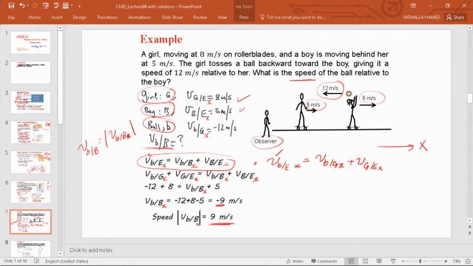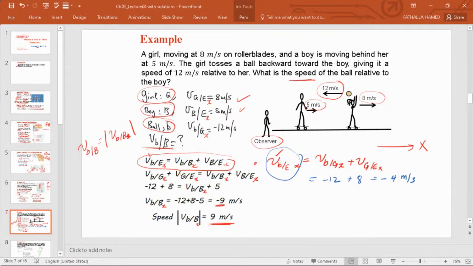Now, they ask you here the velocity of the ball relative to the boy, so you have to be careful. How about if they just ask you what is the velocity of the ball relative to the earth? And this is what we want to find here. Now, the velocity of the ball relative to the girl is minus 12, and the velocity of the girl relative to the earth is 8. So you will get here minus 4 meters per second, just if you're wondering.